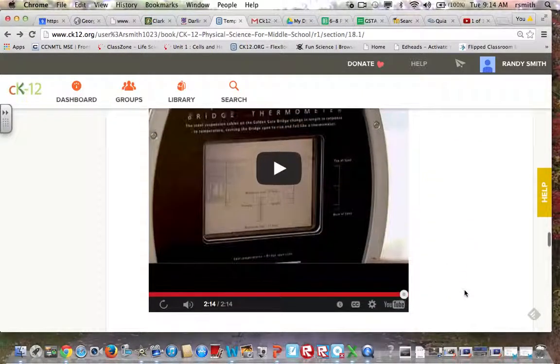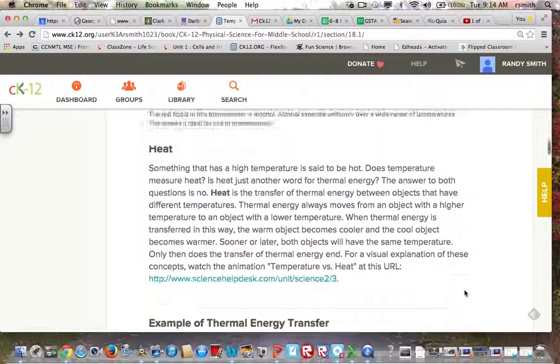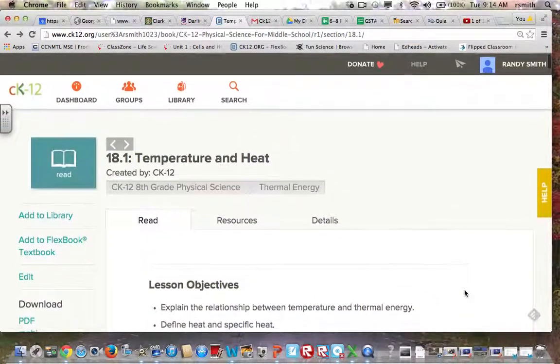Now what you're going to do is you're going to take this information and you're going to use it to answer some questions. On your particular website where you have 18.1 temperature and heat, you will notice in this area there's an orange button that says practice. If you would please go ahead and do that practice session. Make sure that you earn 100%.